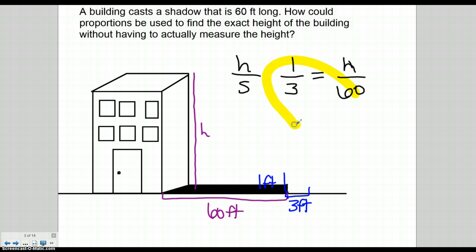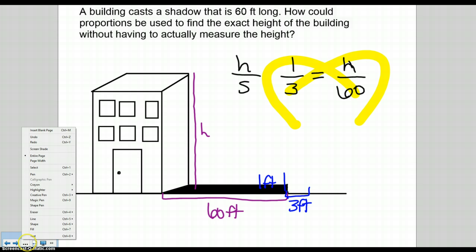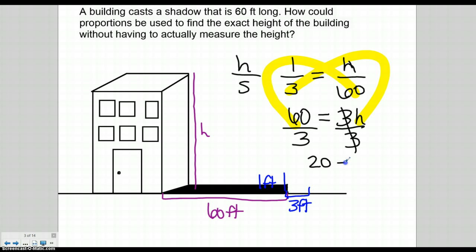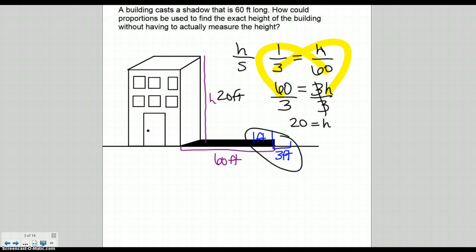Now I'm going to do my cross multiplication or my karate chop. And I'm going to say, okay, 60 times 1 is 60. 3 times H is 3H. To get the H alone, we're going to have to undo that multiplication by dividing. That cancels the 3 out. Then 60 divided by 3 is 20. So this building is 20 feet tall. I did it without measuring. The only thing I had to measure was a ruler shadow of 3 feet.